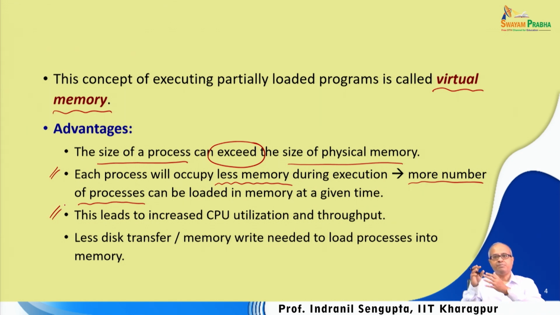And thirdly, because you are not loading the whole process in memory, you have fewer read operations from the disk. As you know, secondary memory access is slow, whereas main memory access time is typically of the order of 50 to 100 nanoseconds, and disk access time is of the order of milliseconds. Because we are loading less information into memory from disk, less disk transfer is required. This is the last advantage listed here. Okay? Fine.